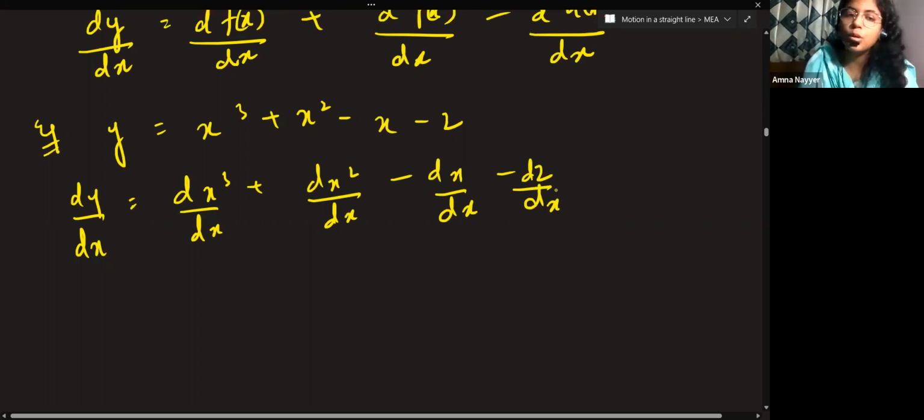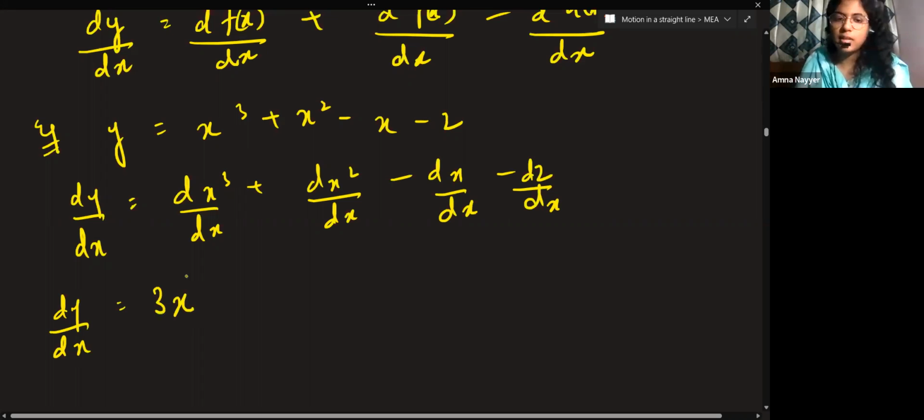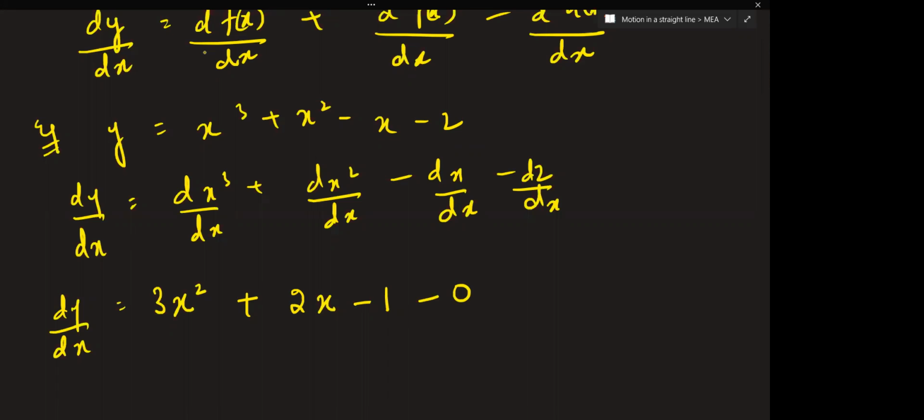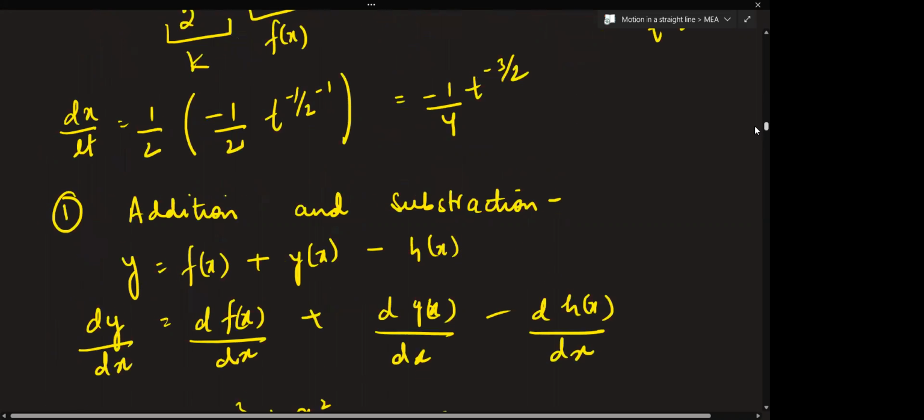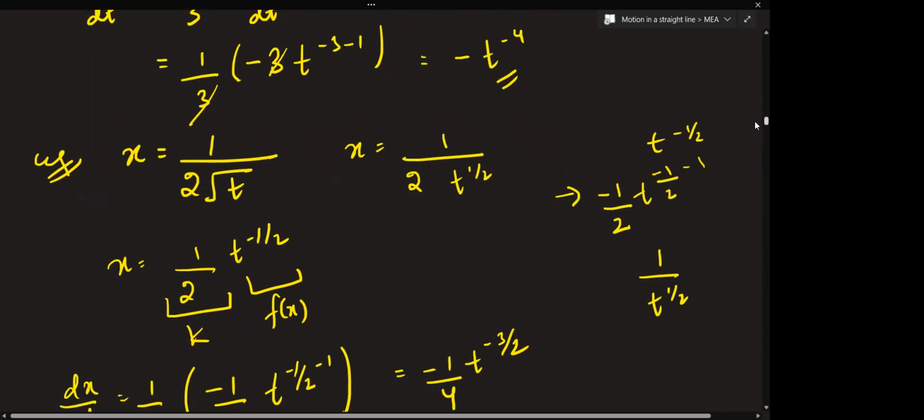And individually I know how to solve. So dy over dx will be what? See, x cube, 3 comes out, x to the power 3 minus 1 is left, that is 2, plus x square, 2 comes out, x to the power 2 minus 1, that is 1. Minus dx by dx gives you 1 only. This is minus 1. And differentiation of a constant gives you 0, minus 0. So this is your answer. All right, just note it down from the solution.